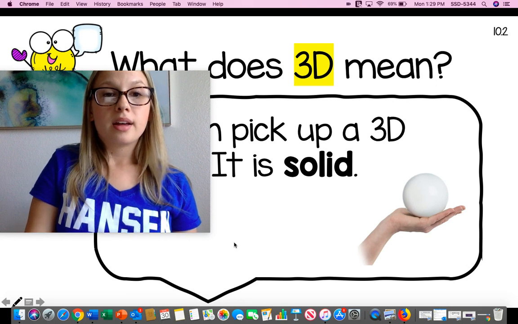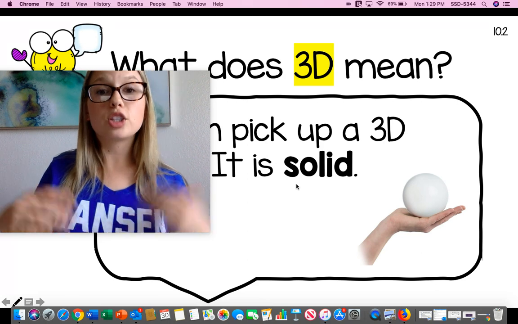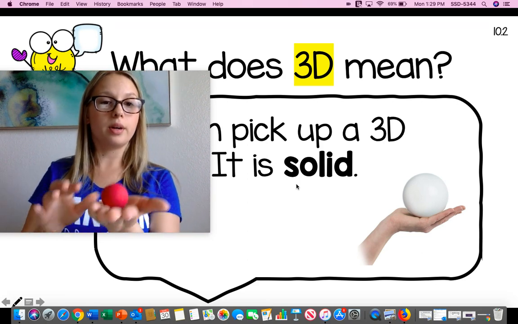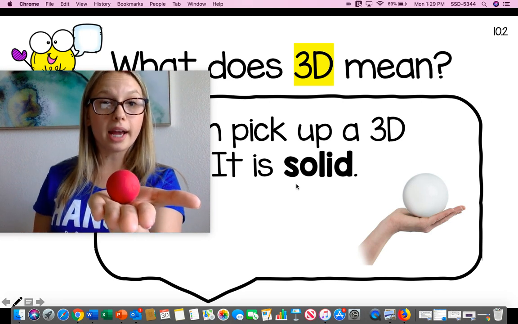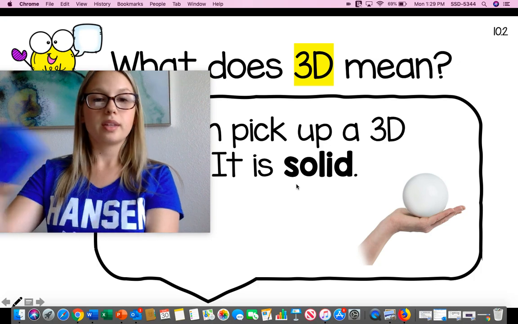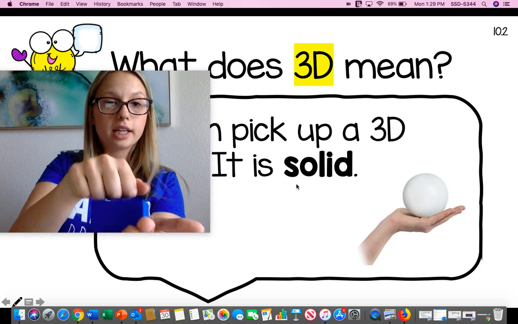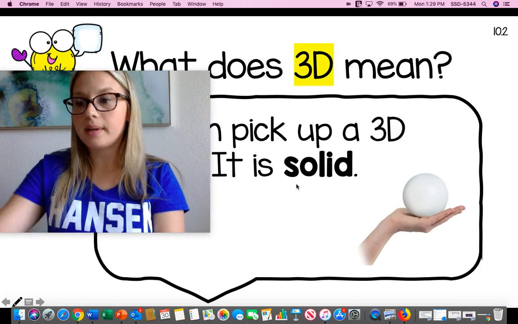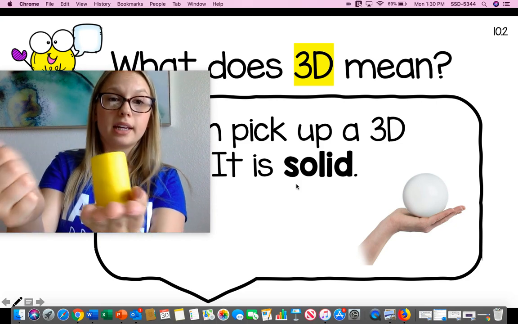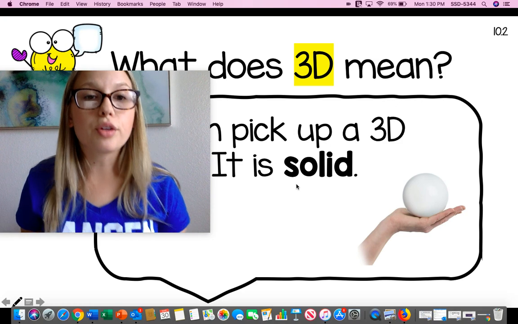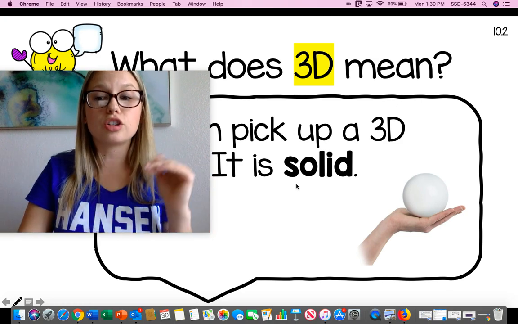3D shapes are solid. Can you say solid? Solid means real life. So here's an example. This is solid. I can knock on it. It's hard. It's solid. It's real, right? This is a 3D shape. This is 3D. It's solid, right? I can knock on it. It's real. I can pick it up. This is solid. It's 3D. It's real. So 3D shapes are real life shapes that you can pick up and hold because they are solid.